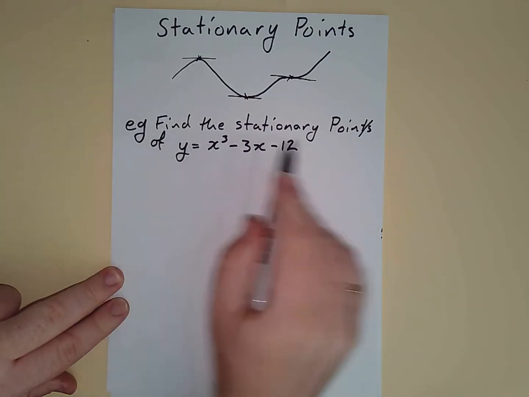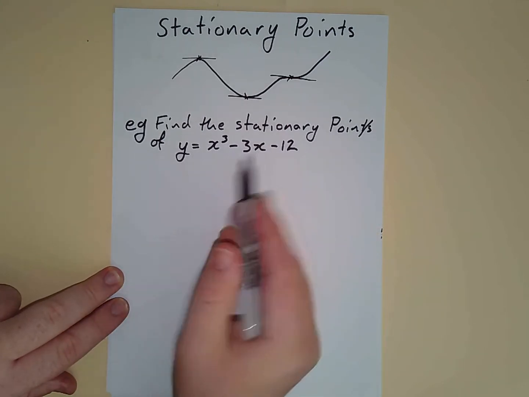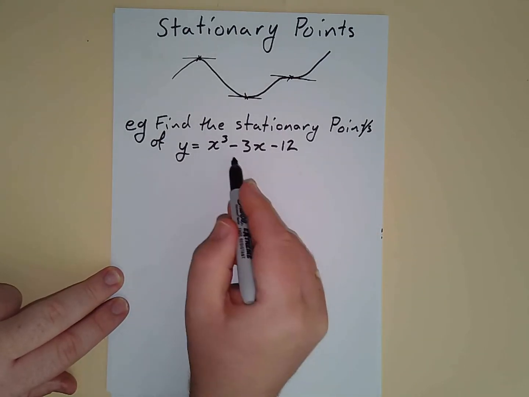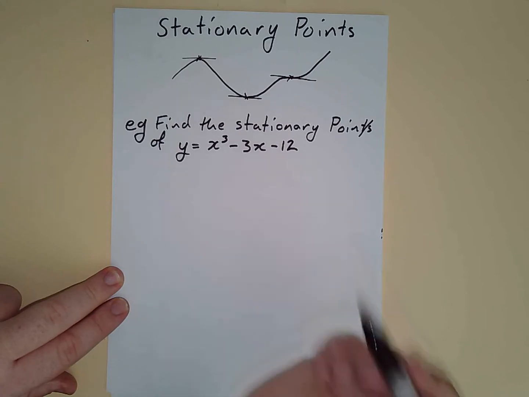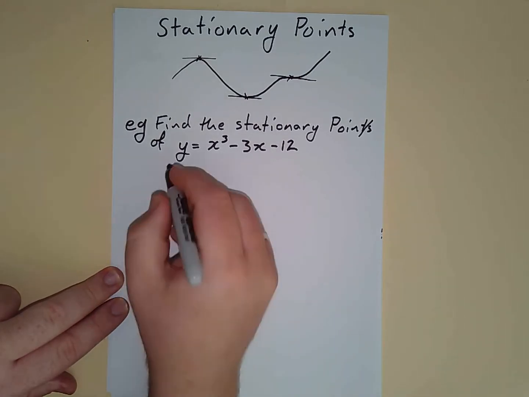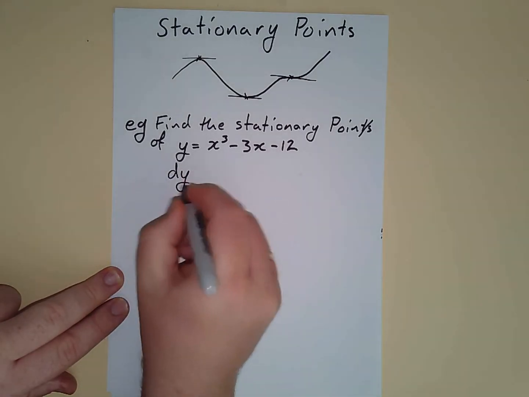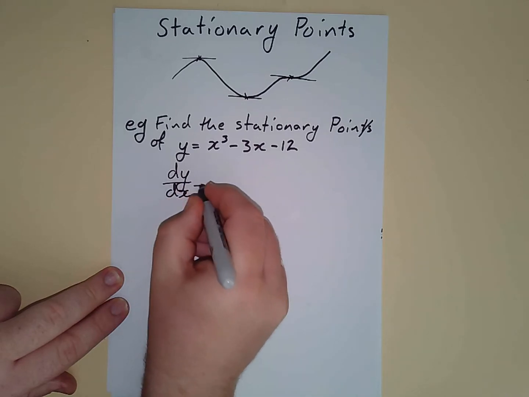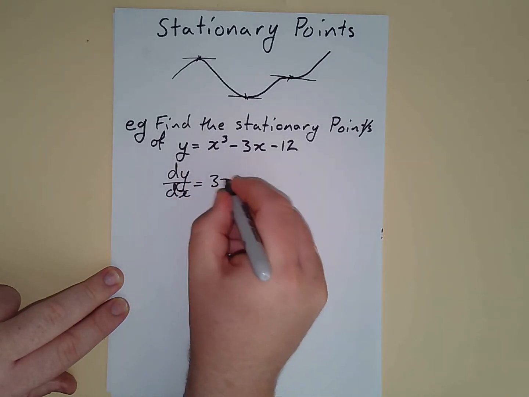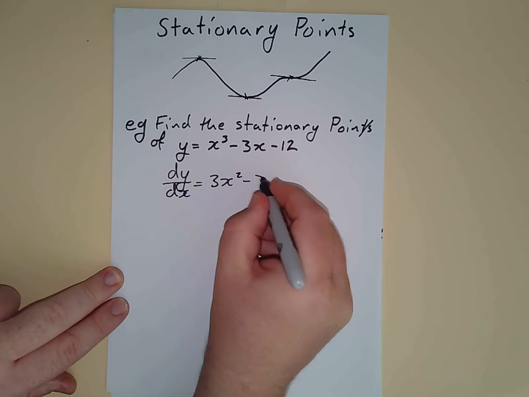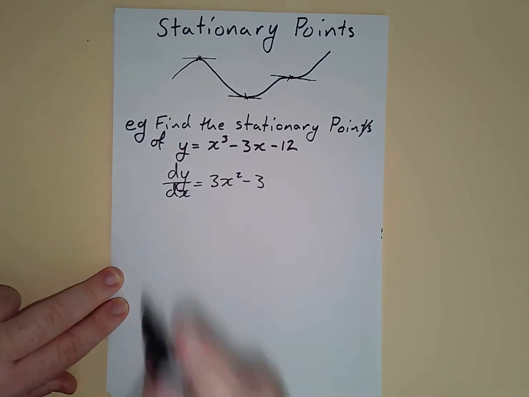So for this one, find the stationary points of y equals x cubed minus 3x minus 12. I want my gradient to equal 0. So I'm going to do dy/dx, find my gradient, so 3x squared minus 3, that disappears, and I want that to be 0.